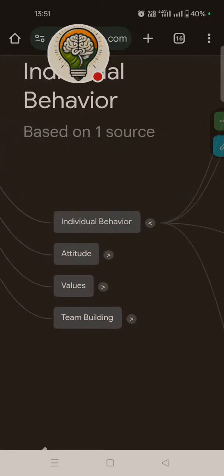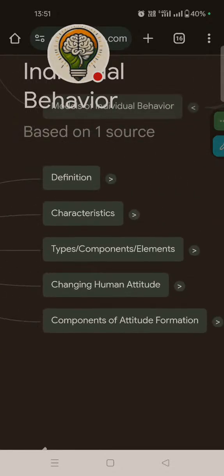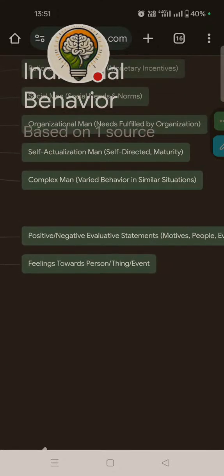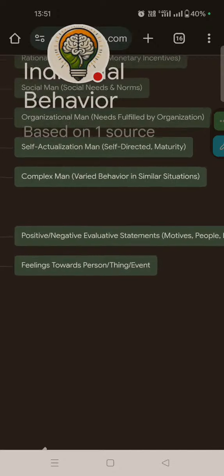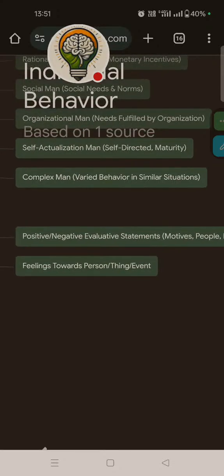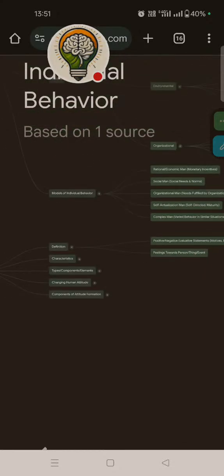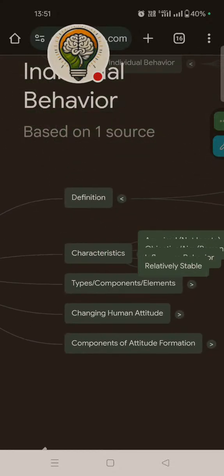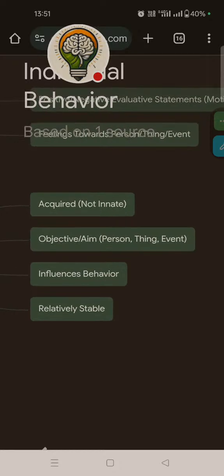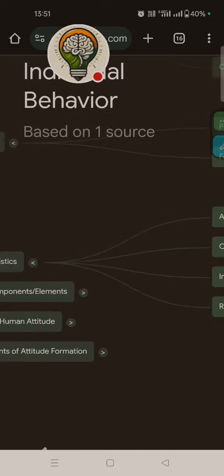Then comes attitude. What is attitude? Attitude is a positive or negative evaluative statement, a feeling toward a person, thing, or event. So what are the characteristics? Acquired, not innate. The objective or aim is a personal thing or event, about a person, thing, and event, influenced by behavior, and relatively stable. Attitude is stable.